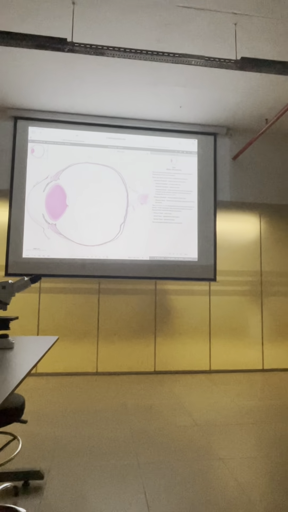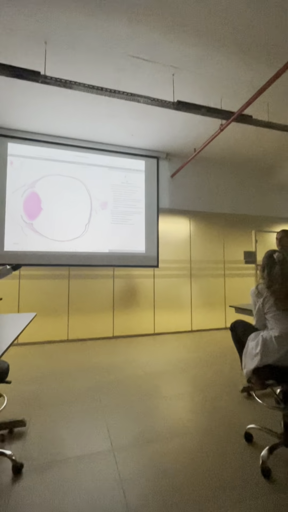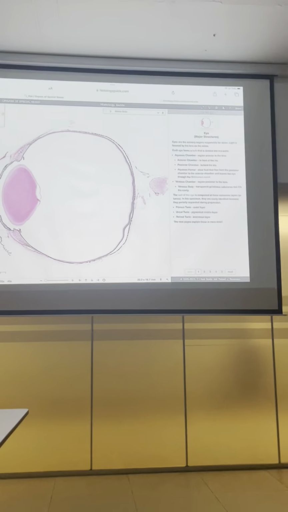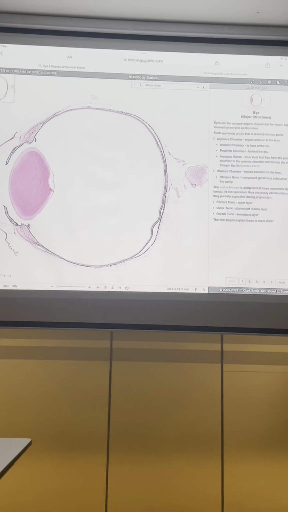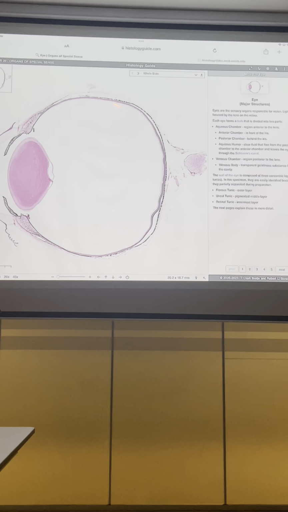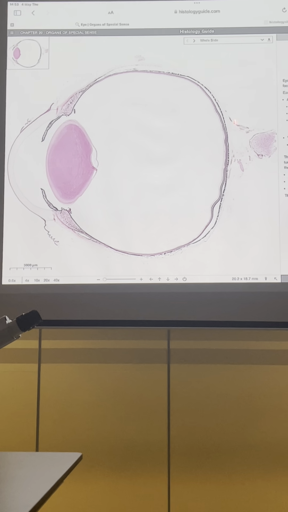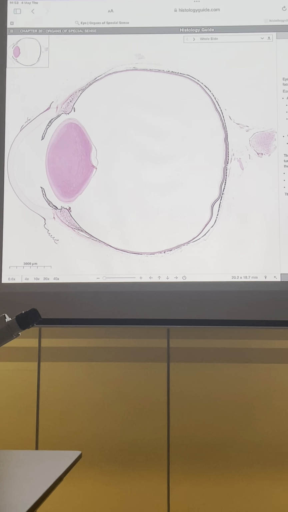Sensory organs: the eye, ear, and skin. Here you can see a section from the eye. All structures of the eye are present in this part. This part is the anterior side of the eye, and here you can see the posterior side of the eye.